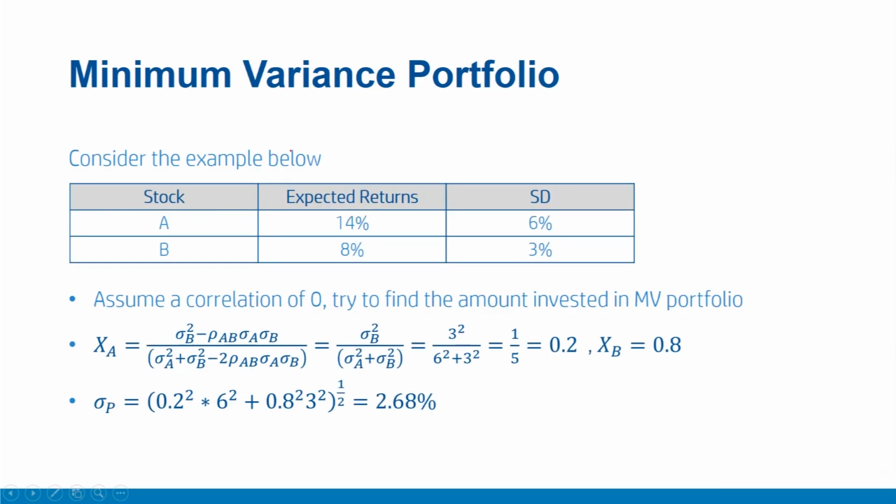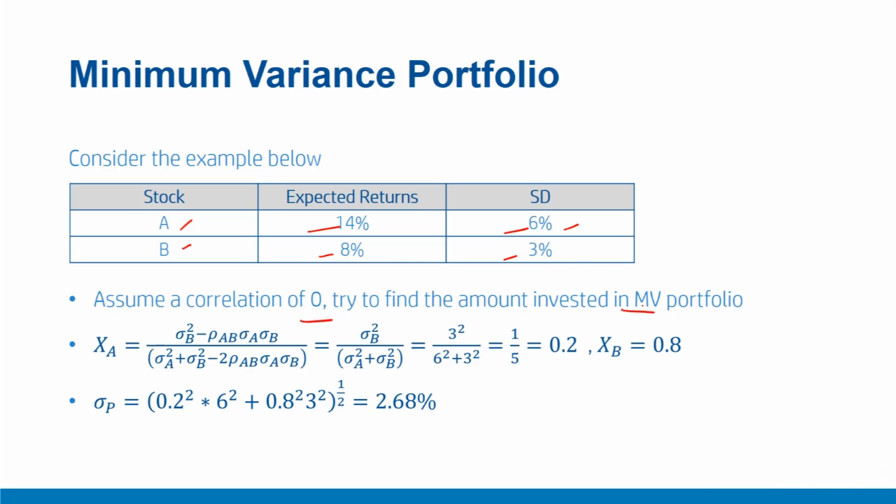Now let us consider a simple example here. We have been given two securities, stock A and stock B. Stock A has an expected return of 14% and a standard deviation, that is risk, of 6%. Similarly, stock B has expected return of 8% and standard deviation, that is risk, of 3%.